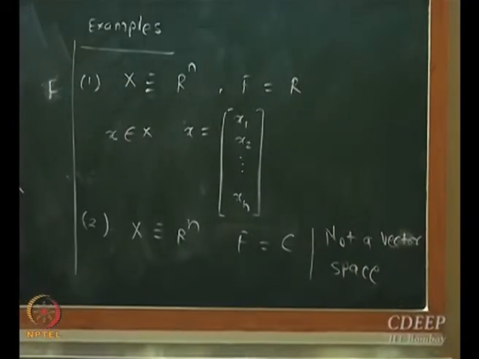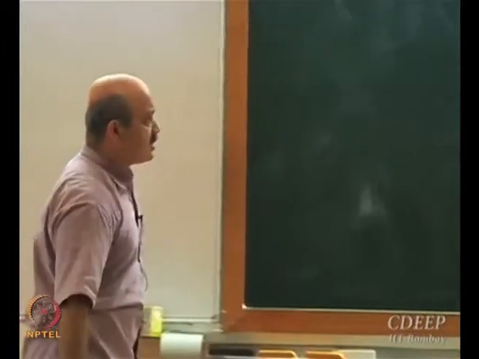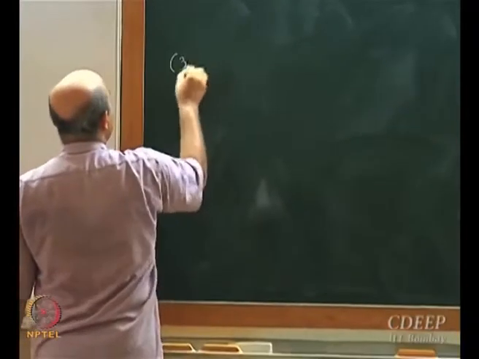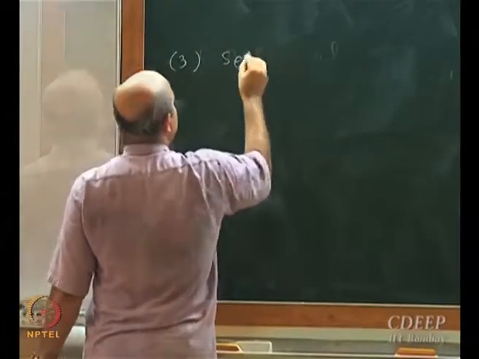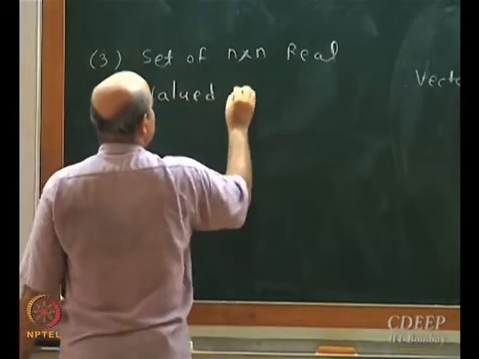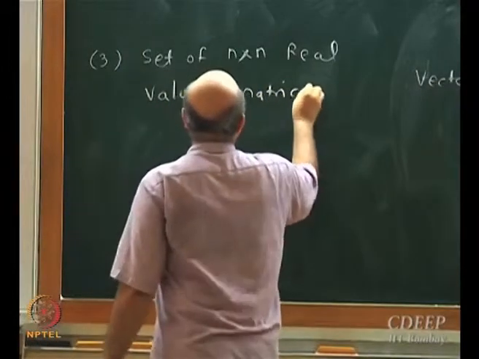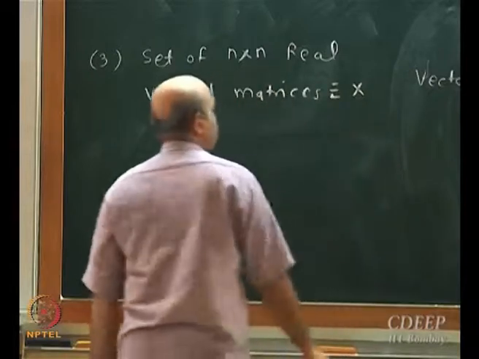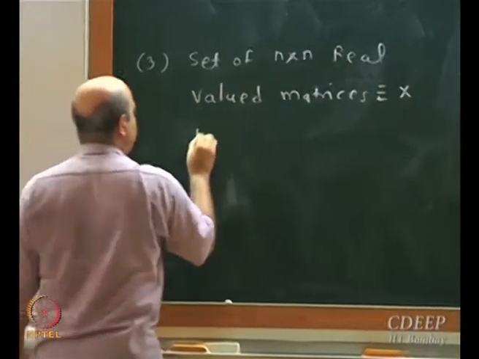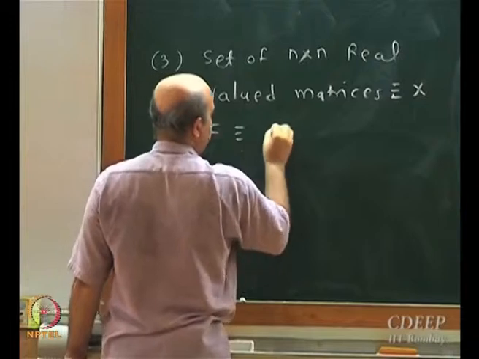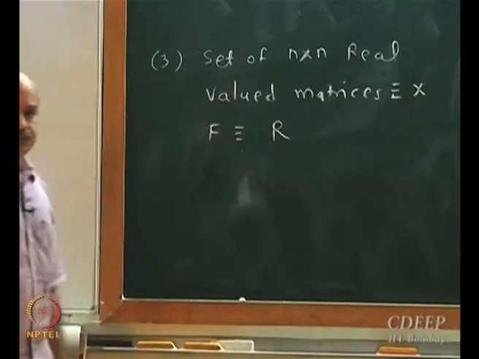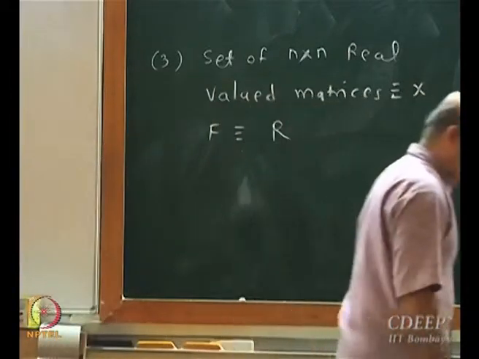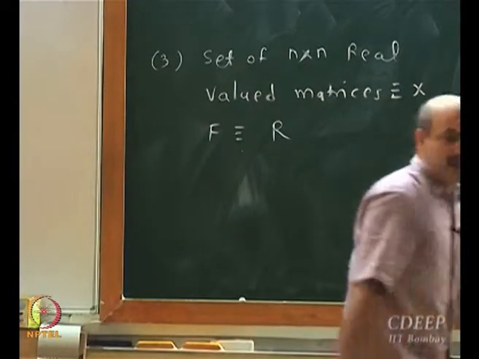Well, my next example is a little unconventional. So now I am going to move to set of real valued matrices. So this is my X. This corresponds to my X. Okay, and my F is still set of real numbers. Set of real valued matrices. Does this form a vector space?